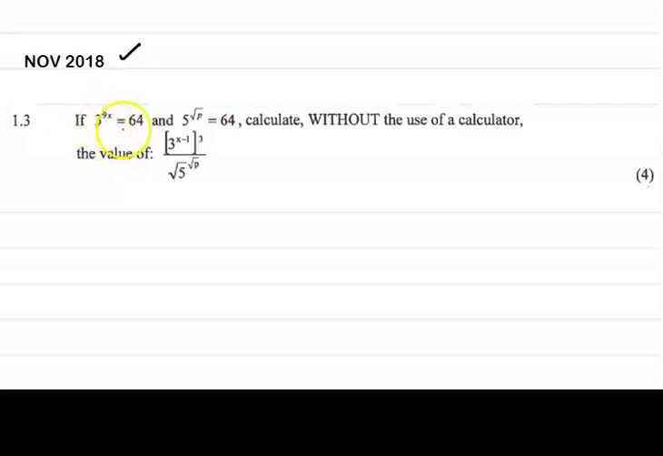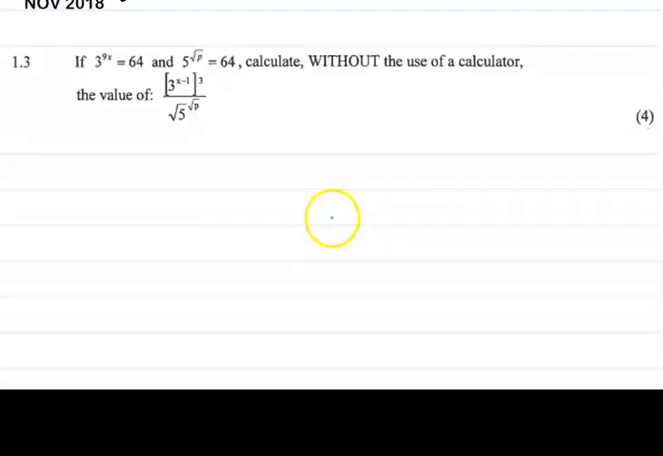If 3 to the 9x equals 64 and 5 to the square root of p equals 64, calculate without using a calculator the value of (3 to the x minus 1) cubed over the square root of 5 raised to the square root of p. In a question like this, they are testing exponents, so let us simplify as far as possible.